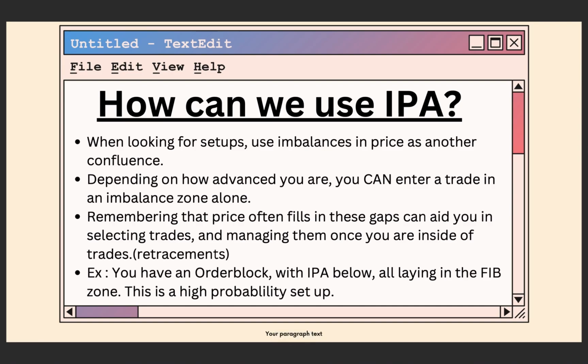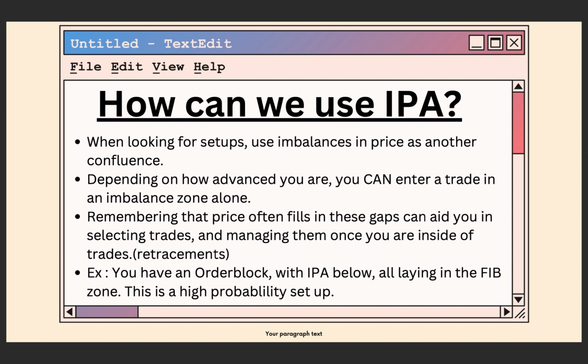How can we use IPA? When looking for setups, use imbalances in price as another confluence. So if you have an order block, stack an imbalance on top of it, you have another confirmation. Depending on how advanced you are, you can enter a trade in an imbalance zone alone. I don't recommend it for beginners, but once you really understand imbalances and know how they work in the market, and after a lot of practice, this is actually a very successful way to trade. Remembering that price often fills in these gaps can aid you in selecting trades and managing them once you're inside of them. I'll show an example of that in the charts.